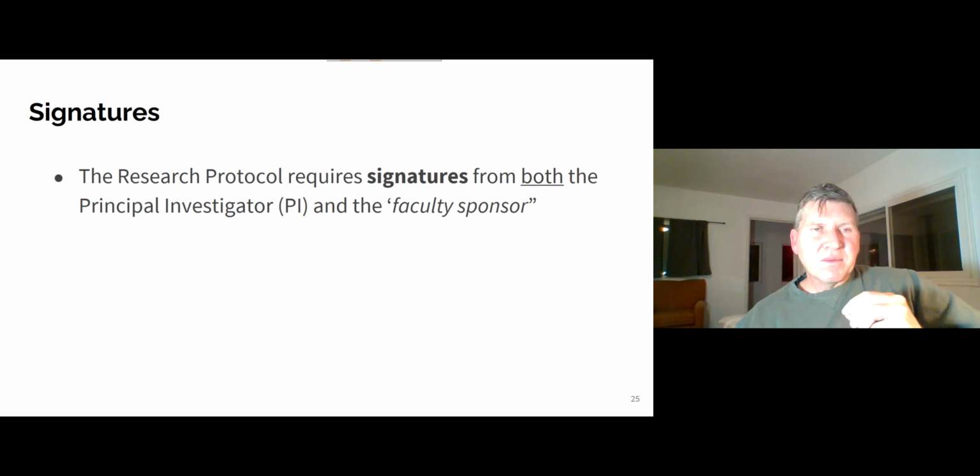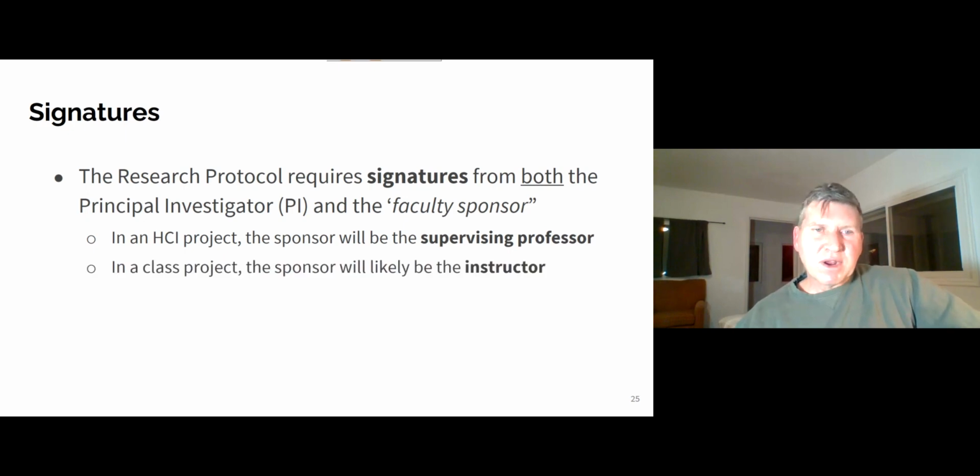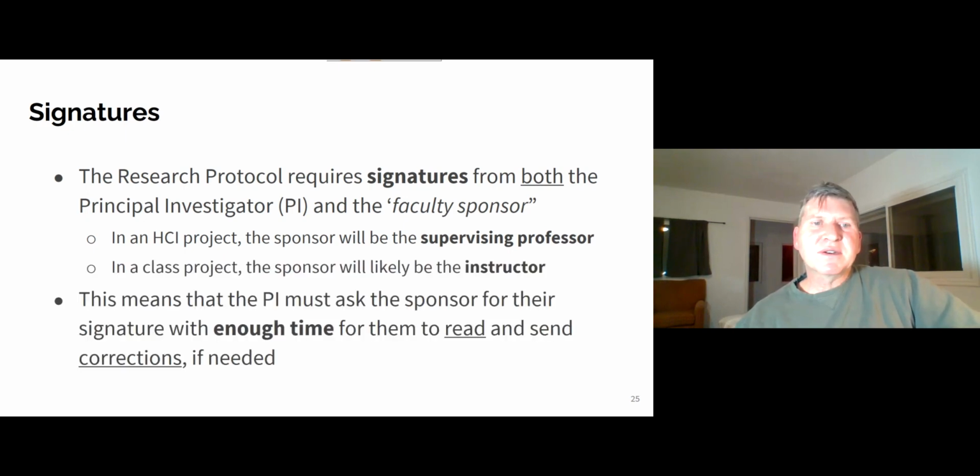The next section requires signatures, because you need signatures from both the principal investigator as well as the faculty sponsor. In an HCI project, the sponsor will be the supervising professor. In a class project, the sponsor will likely be the instructor. This means that the PI has to ask the sponsor for their signature with enough time for them to read and send corrections back. This is not something you do the day before you submit. It's something you do that allows the supervisor or the sponsor time to read and give suggestions on corrections.